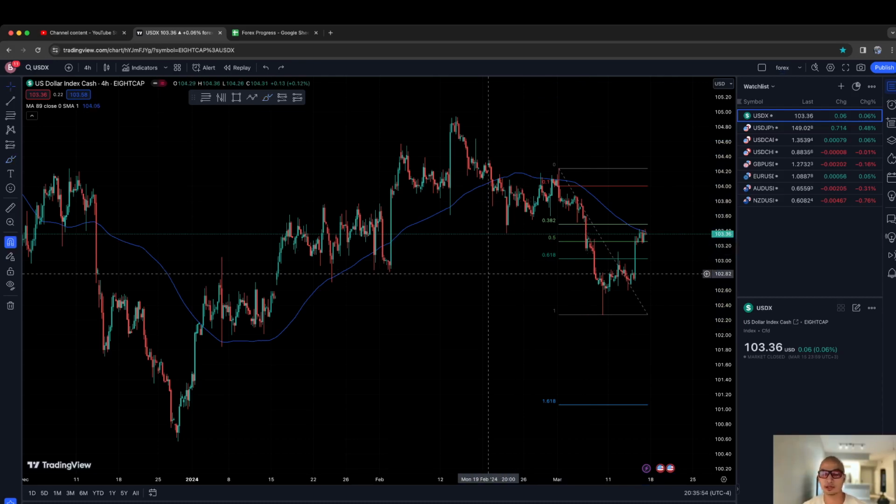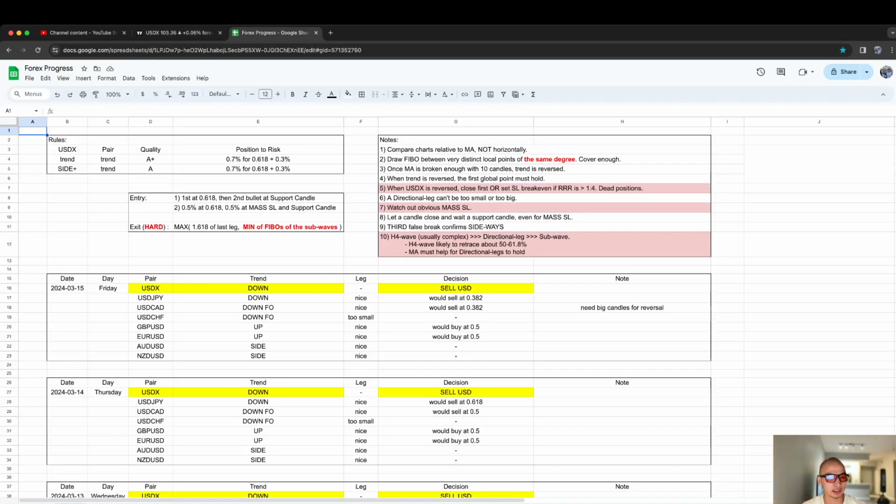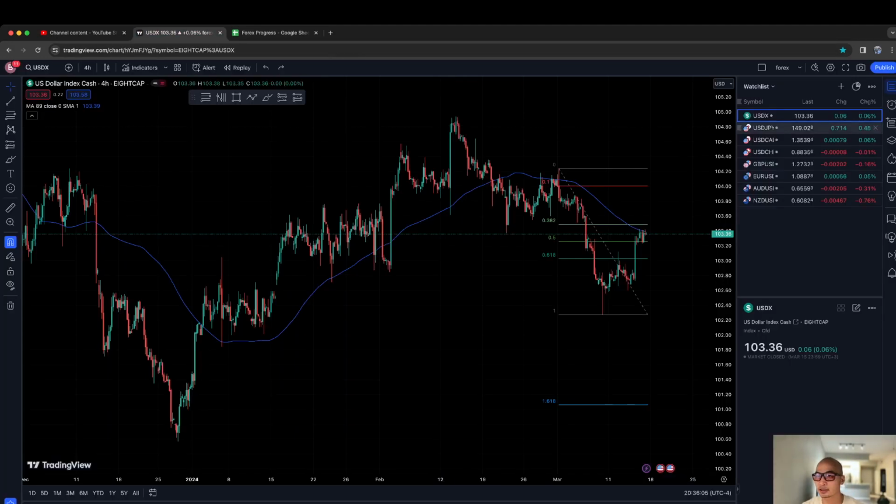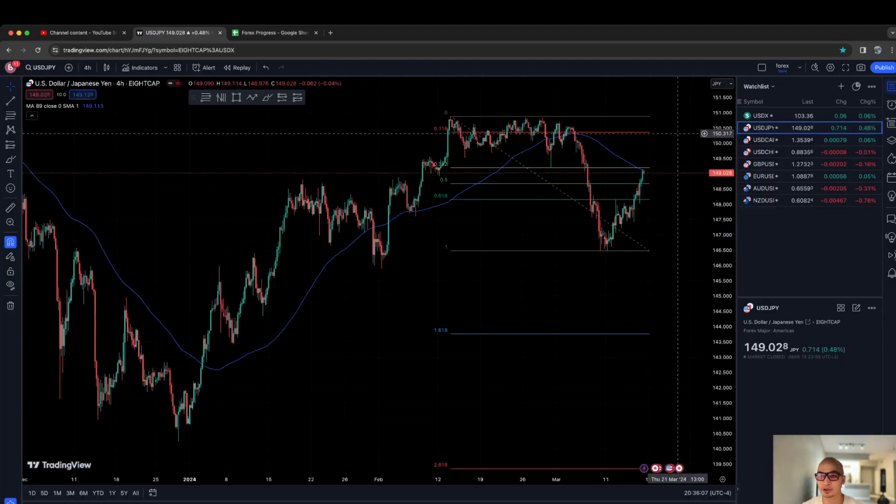Okay, so let's write it down. USD index trend is down. That means that we're going to look for opportunities to sell USD. So now let's analyze each pair individually.